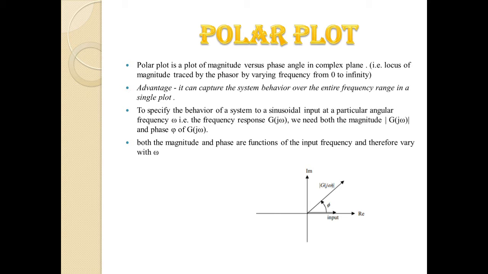So here this is the s-plane where the x-axis represents the real part and the y-axis represents the imaginary part, and the angle between these two is phi, and this is the magnitude. So to draw the polar plot, we need to take care of both the magnitude, that is mod of G(j omega), and the phase angle phi, that is the angle of G(j omega).